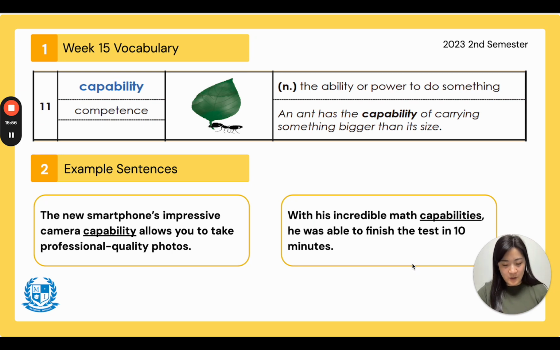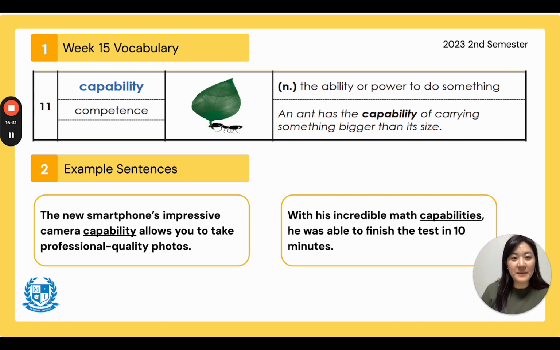All right, now we're on to our TED Talks words. As you know, this word is capability. Repeat after me. Capability. And the synonym is competence, and the part of speech is noun. The definition says the ability or power to do something. So as you can see in this picture, it's an ant holding a leaf. An ant has the capability of carrying something bigger than its size. So this ant has the ability. He has the power to do this.